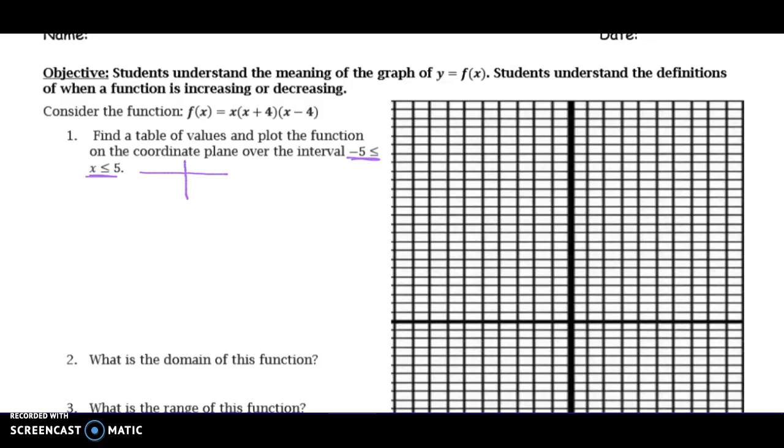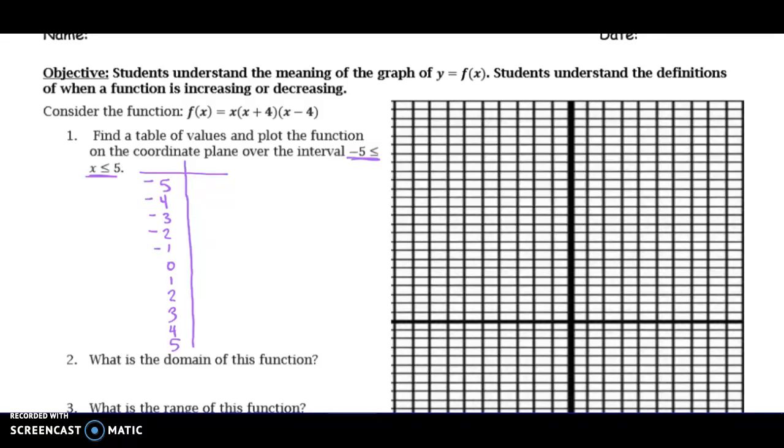We're being asked to create a table and graph this. We are only doing -5 to 5. That means when we actually graph it, we will stop at these endpoints. We won't go past it when we do our domain and range and all that. We have to stay in that interval.